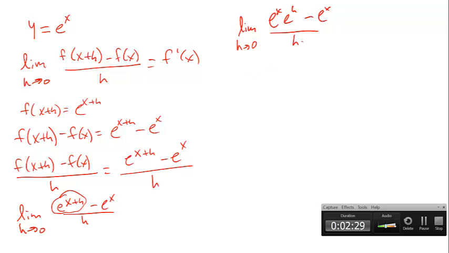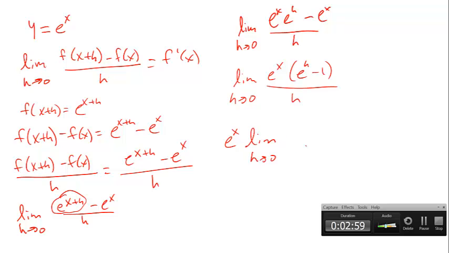Alright, now we can factor e to the x out of here, and we'll have e to the x times e to the h minus 1 over h. And we know that what's variable here is h. X is not variable at this point. So this e to the x can be brought out to the front. E to the x times the limit as h goes to 0 of e to the h minus 1 over h.